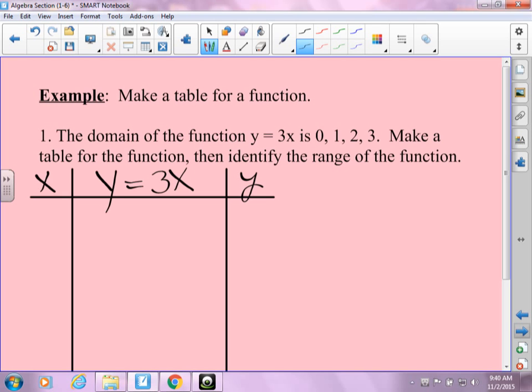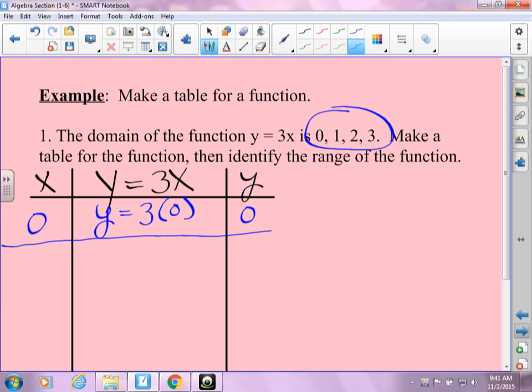Now they give you x values, so I'm going to plug them in. My 0, 1, 2, and 3 are going to come in this column. I'm going to plug in 0, and watch how I do this. y equals 3 times 0, and I use my parentheses. I want you to use parentheses. I don't want a dot. I don't want an X. We kind of did this in hands-on equations. This is a one-step equation, so there's not a lot of work. 3 times 0 is 0, and then I draw a line across.